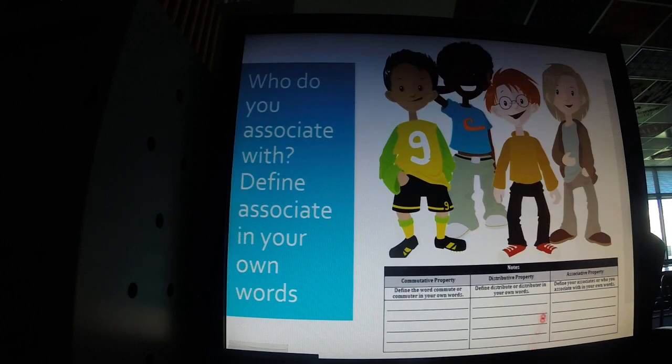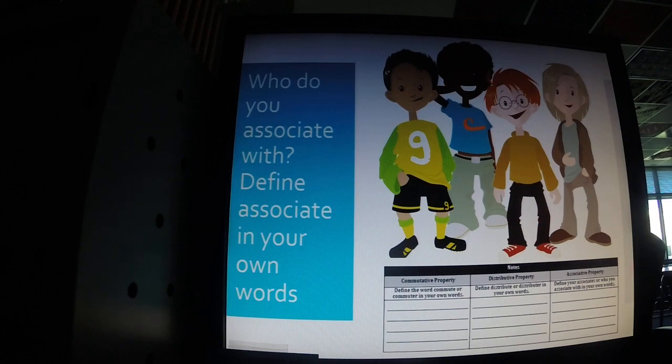Alright? And then the last one goes in this last box. It says define your associates or who you associate with in your own words. So we're defining your associates or who you associate with. So what do you think associate means? And then again, I have a picture of kind of a group up here. Okay?